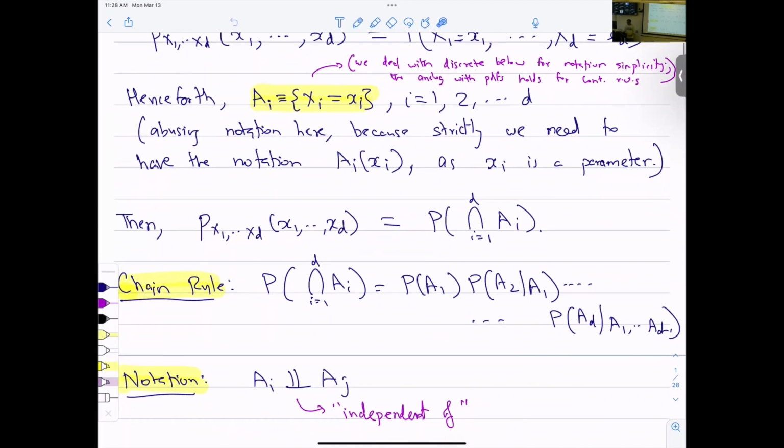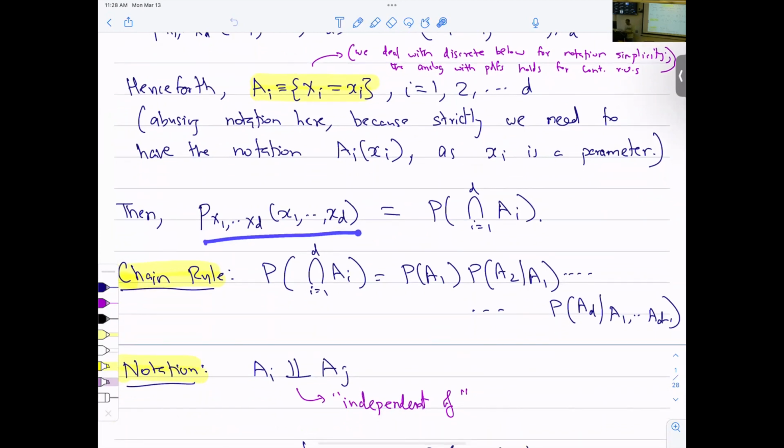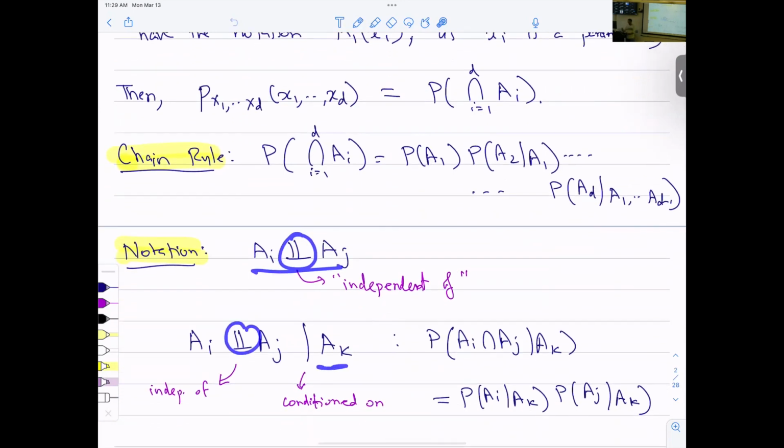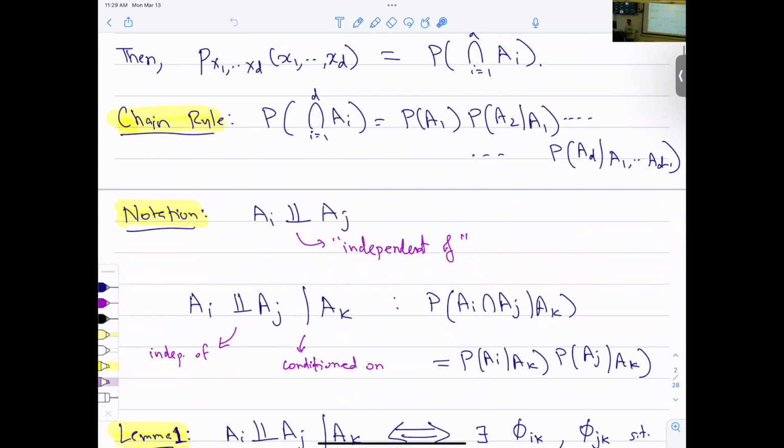So the chain rule: I have a joint distribution x1 through xd, which is just the probability of the intersection of the Ai's. We have the usual chain rule. I can just decompose the intersection probabilities as usual. Notation, independence is this, conditional independence is this. All this conditional independence means is that the probability of Ai intersect Aj given Ak just breaks up into products. All very, very basic stuff. I'm just writing it out so that you have the notation consistent, nothing more than that.